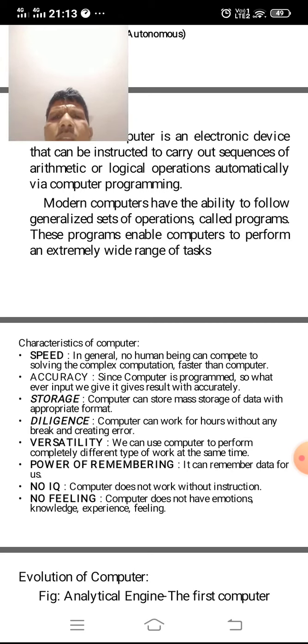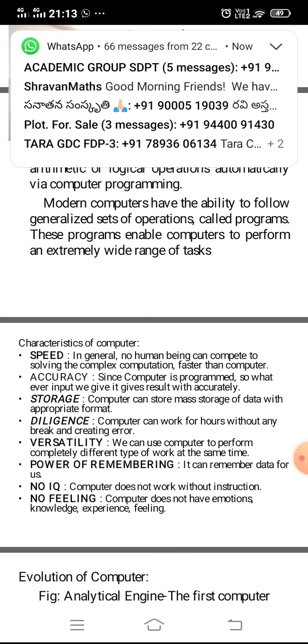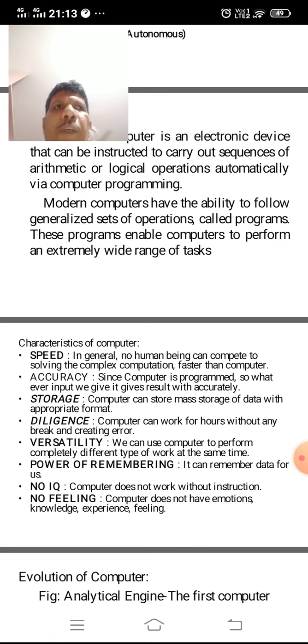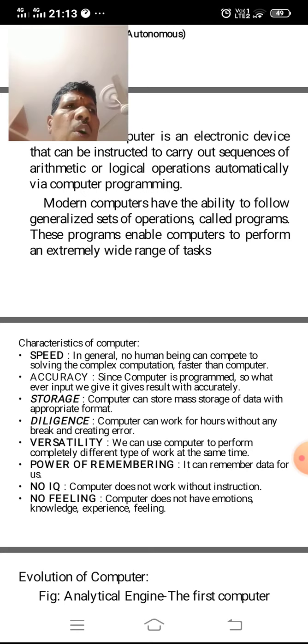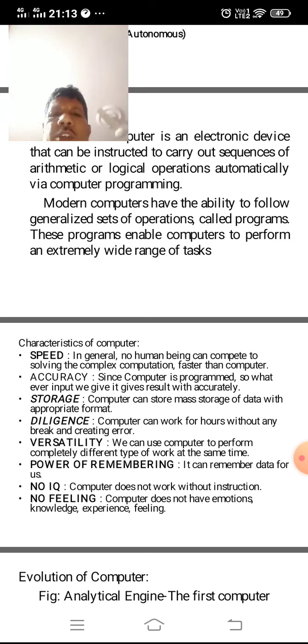Moreover, the next point is storage. Compared with the storage of other systems, computers store a large amount of data in less space. That means data containing a large amount of books can be stored in a small device with the computer. So that means computers have a large storage capacity.